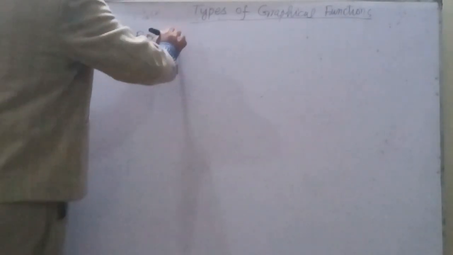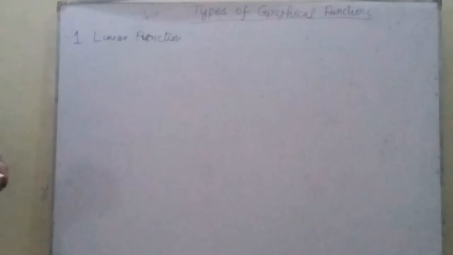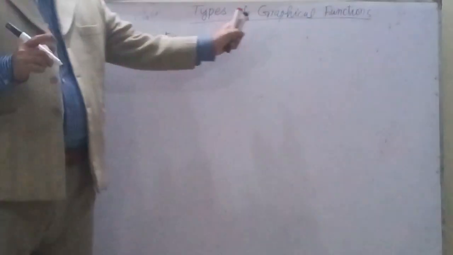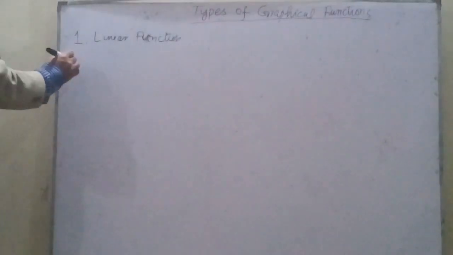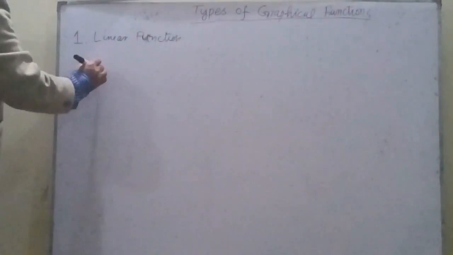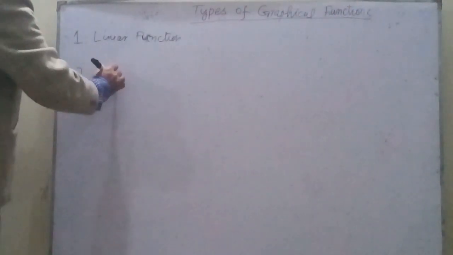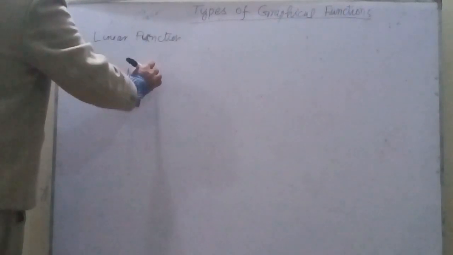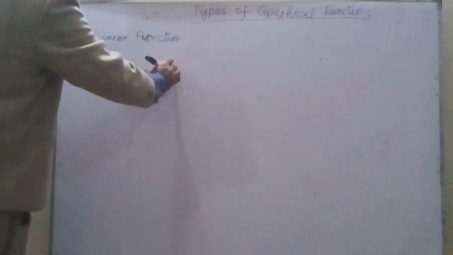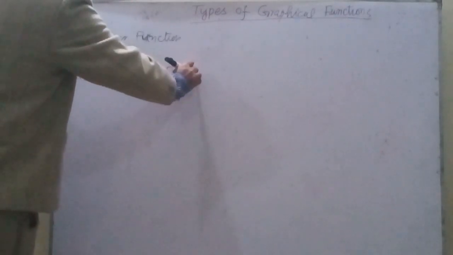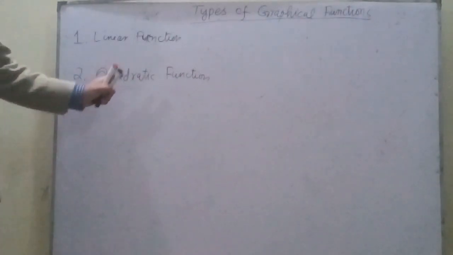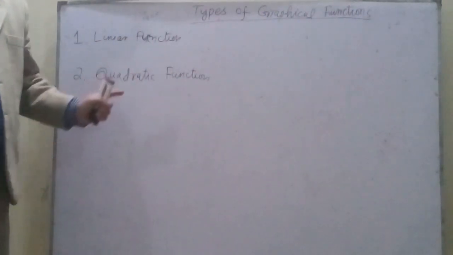So we have discussed it in the previous video. Now we are going to discuss the second type of graphical function, and that is called quadratic function. We will have another full video for this quadratic function. Right now we have a short view of this quadratic function.